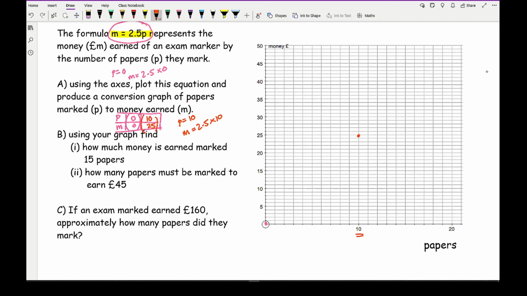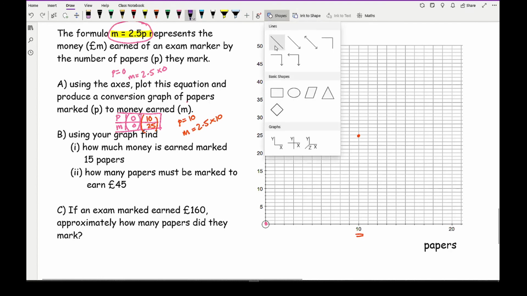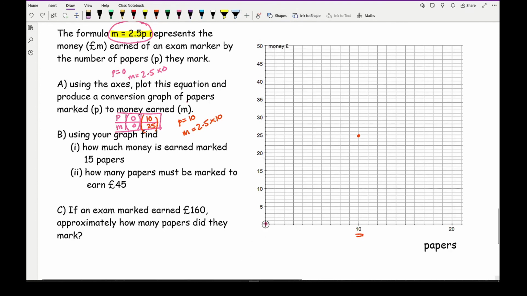So now that I've got my two coordinates, I'm going to plot and connect those two points with a straight line. So using a ruler, and try and make sure that your line is extended to the edge of the graph. I'm just going to do that again because I missed the point there, which is there. Perfect. So that line goes through 2, and there is my completed conversion graph.